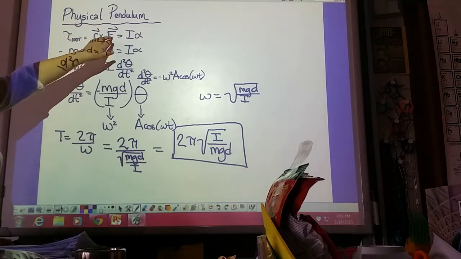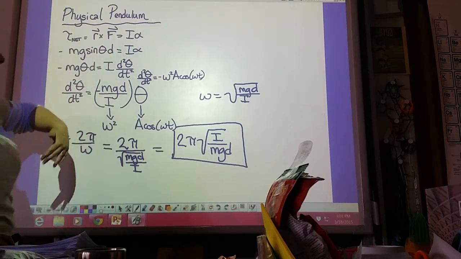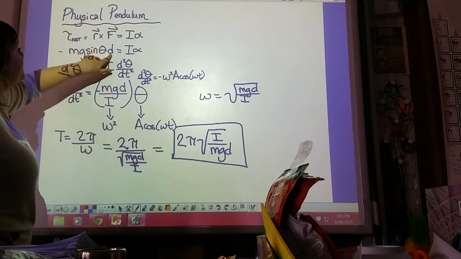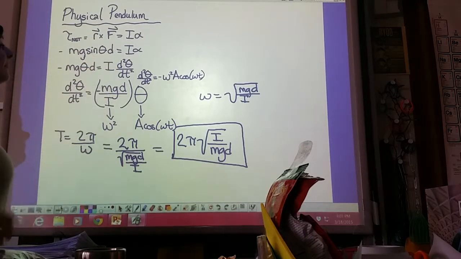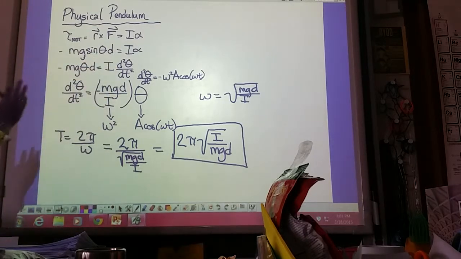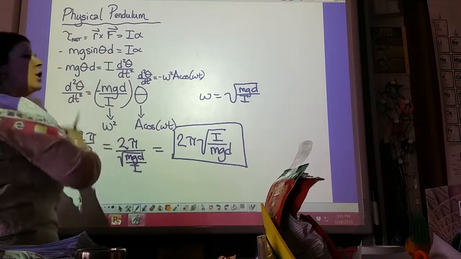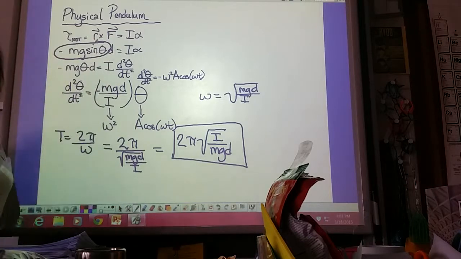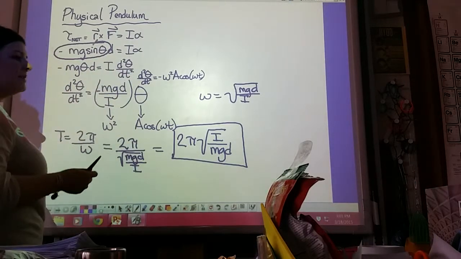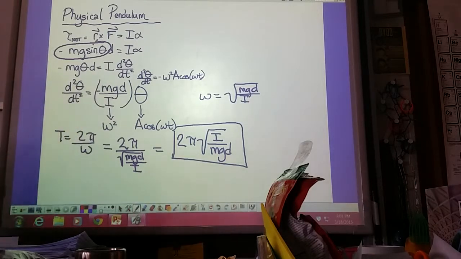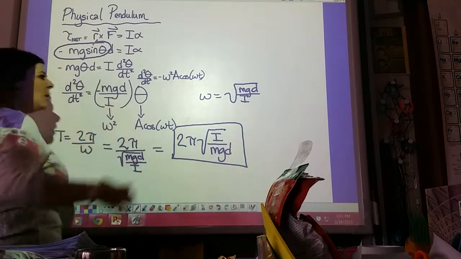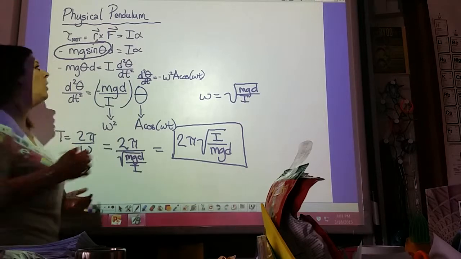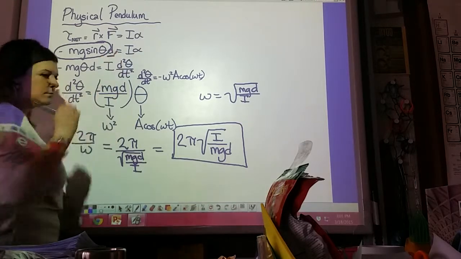I know that the lever arm has to be perpendicular to the force that's causing the oscillation. That force is still going to be mg sine theta, and it's negative again because it's causing a clockwise rotation, which gives us that negative sign. But instead of using L, I used D.